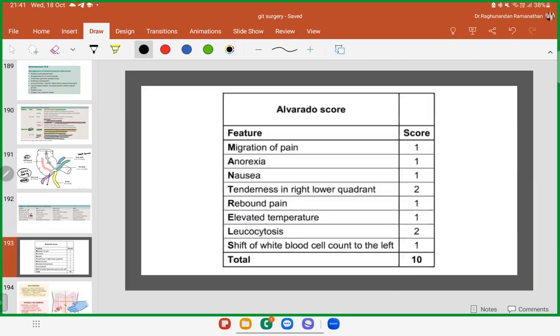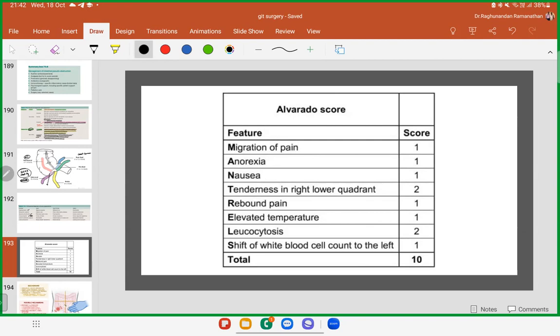Now coming towards Alvarado's criteria. So this we call the Alvarado score, or the Alvarado scoring system. What is this Alvarado score? You're going to have certain points for each and everything that is going to help you in calculating whether this patient is going to have appendicitis or not.